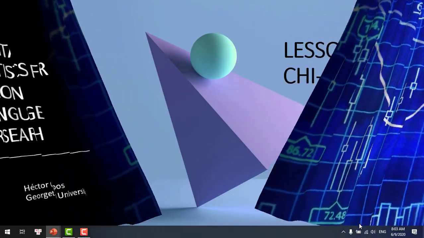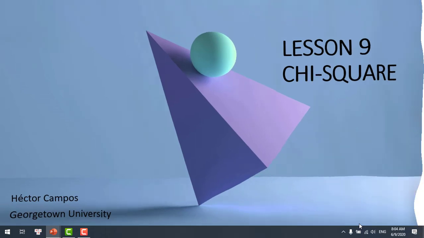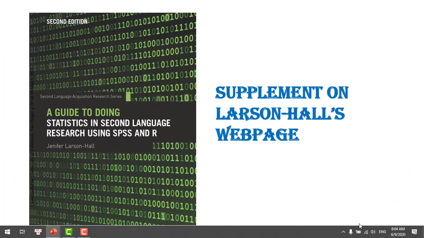This is Lesson 9. In this lesson, we're going to learn how to perform a chi-square test. Two kinds of chi-square tests. This is based on a supplement on Larson Hall's webpage for the book A Guide to Doing Statistics in Second Language Research using SPSS and R, and we are translating it into Minitab.